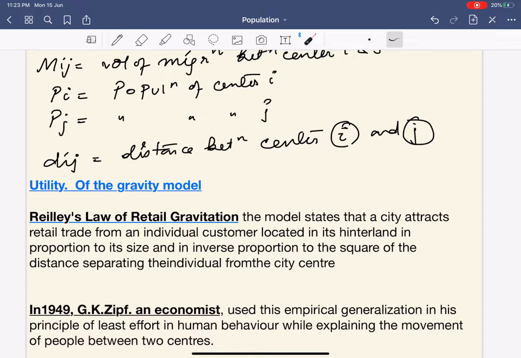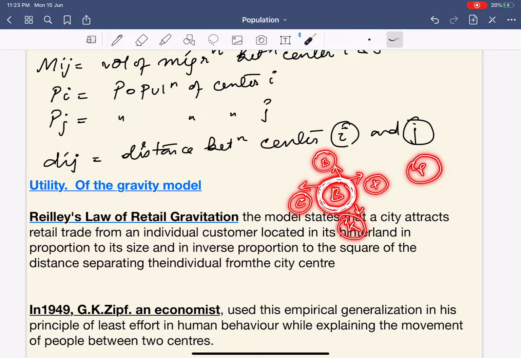Let us say this is Bhubaneswar. Near to Bhubaneswar we have Cuttack, Khordha town, Balianta, and Pipili. Bhubaneswar will attract trade from these places. The places which are nearer to Bhubaneswar will attract more trade than a place which is at a distance from Bhubaneswar. Let us say Puri.